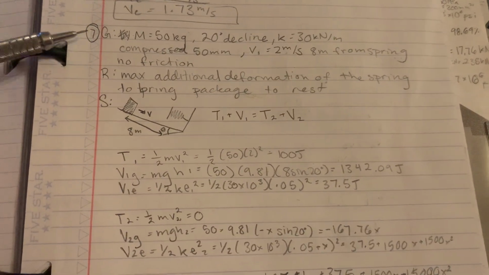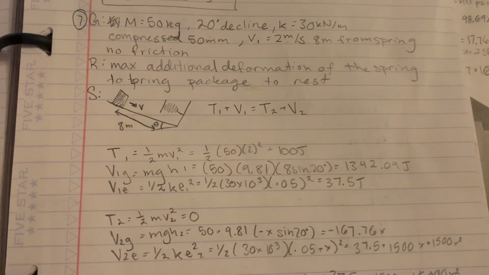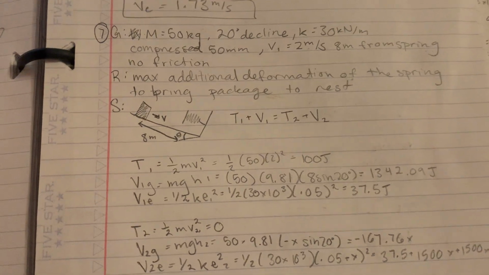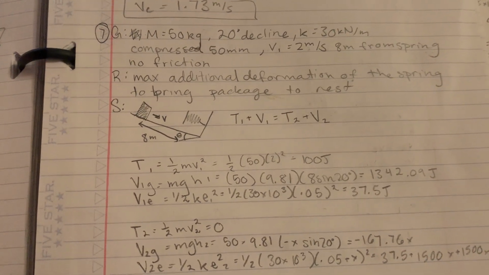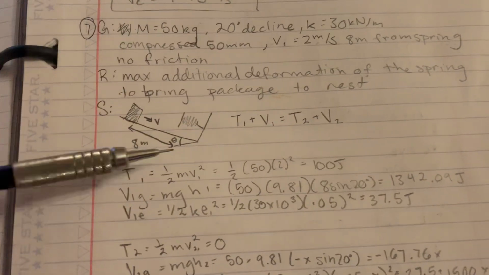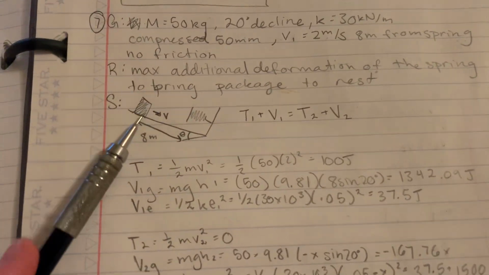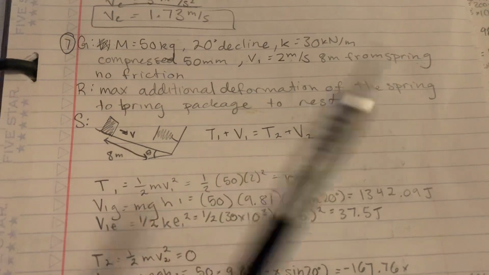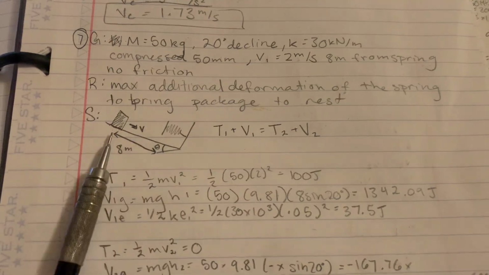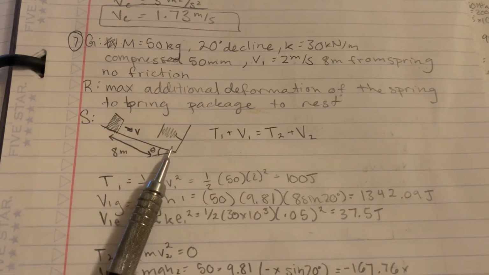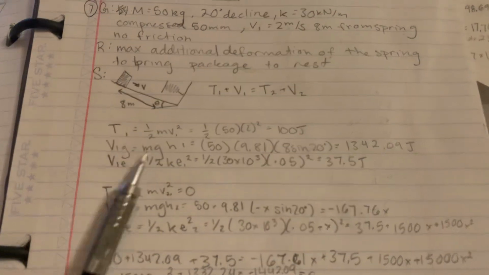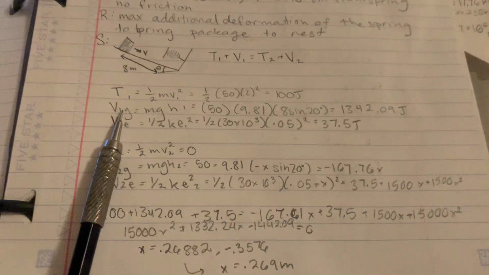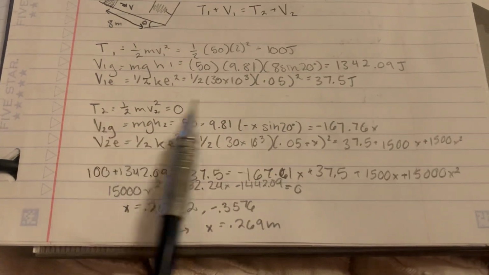Problem 7 is asking for... there's a spring, and this block is coming up to the spring, and we want to know the max additional deformation of the spring to bring a package to rest. So it's coming down, and we want to know how much it's going to deform for it to rest. So we have theta, we have this equation, we plug it in using the energy equations.